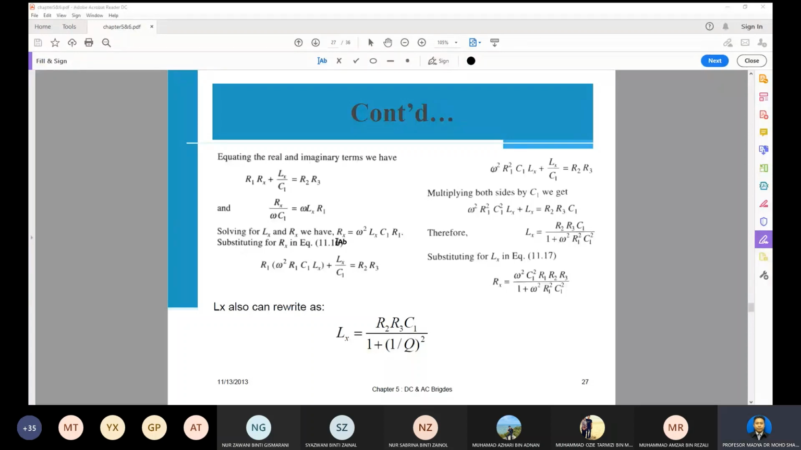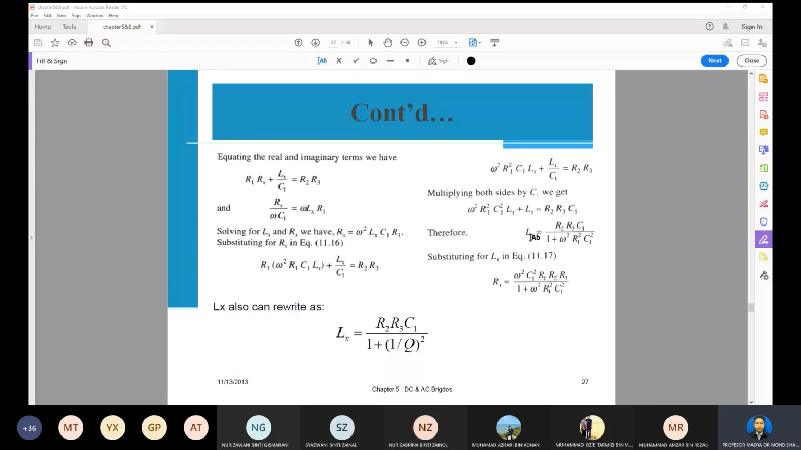Rx equals ω² Lx C1 R1, because of this one we just cross multiplied here. Then substitute this Rx into this equation, and we get it like this. From this equation we can simplify to this equation.